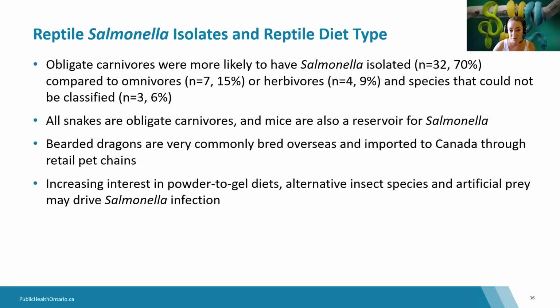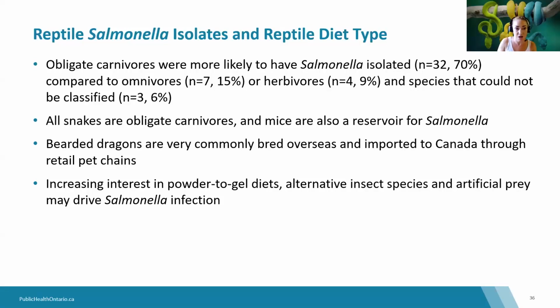So the obligate carnivores were most likely to have salmonella isolated. We had 32, so that was about 70%, compared to our omnivores, so things that ate both meat and vegetable matter, or things that were strictly herbivores, which were the least commonly represented at 9%. And we did have some that weren't really identified at a species level, so we couldn't figure out what they are. As I said, all snakes are obligate carnivores. Mice are also a reservoir for salmonella, so are rats. And this probably reflects that their diet makes them at high risk.